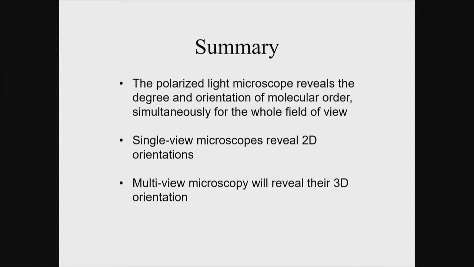So polarized light reveals the degree and orientation of molecular order simultaneously for the whole field of view. Single view microscopes reveal the 2D orientation, and multi-view microscopy, of which light field microscopy is one, goes further. We have another setup at MBL for fluorescence imaging that has simply two microscope chains at 90 degrees to each other. They have the additional benefit that you have isotropic resolution.